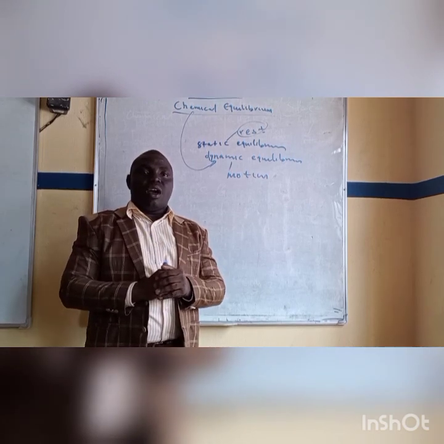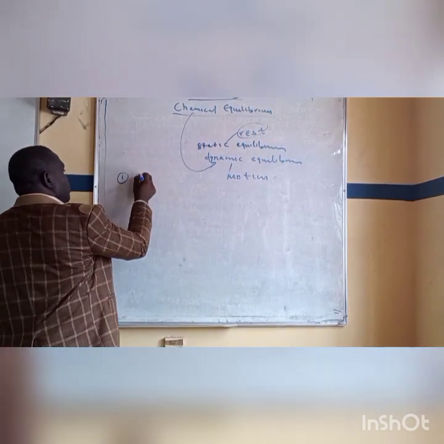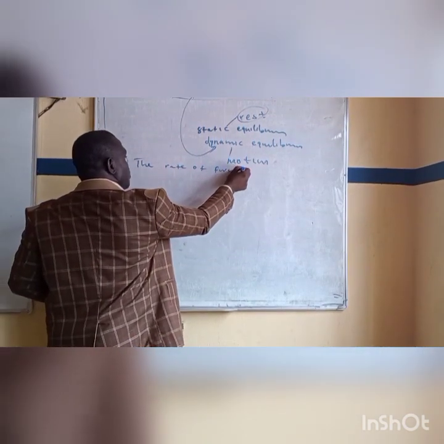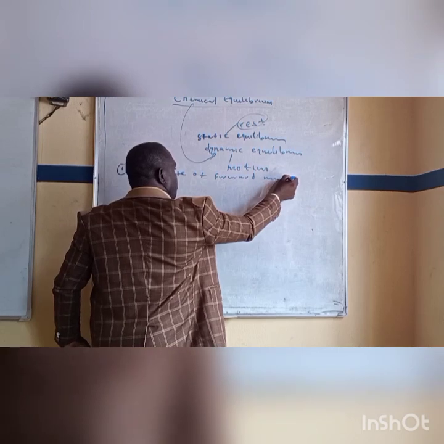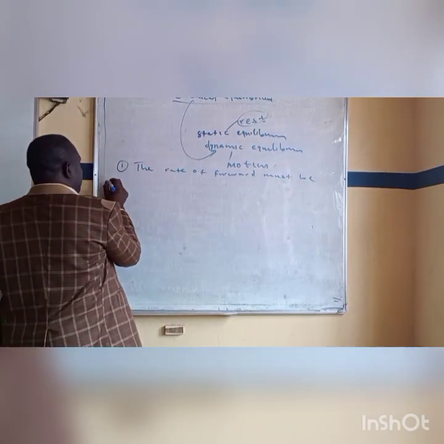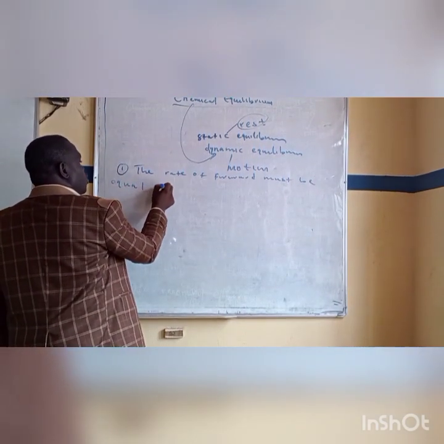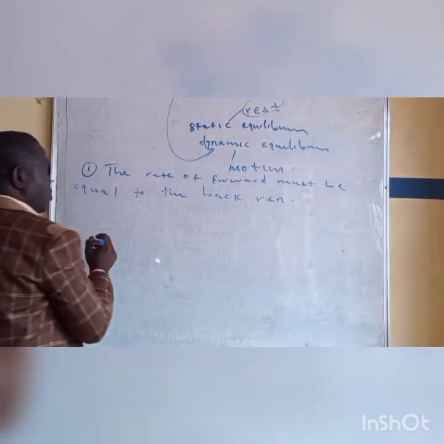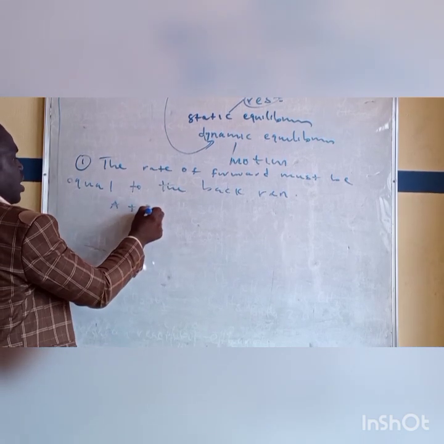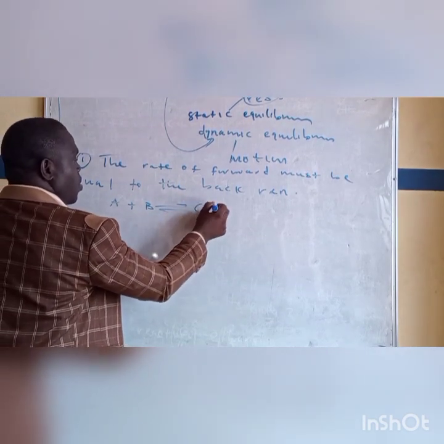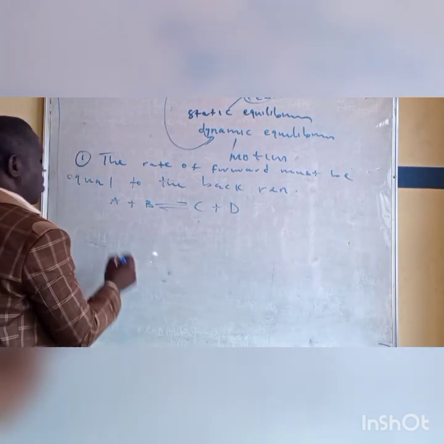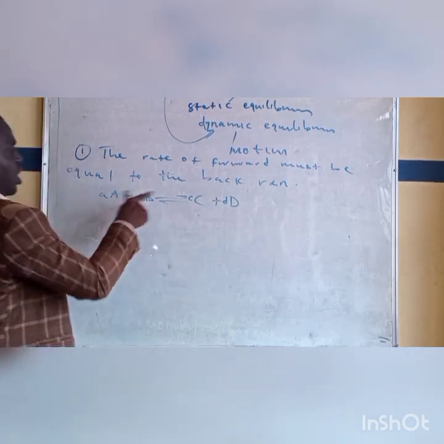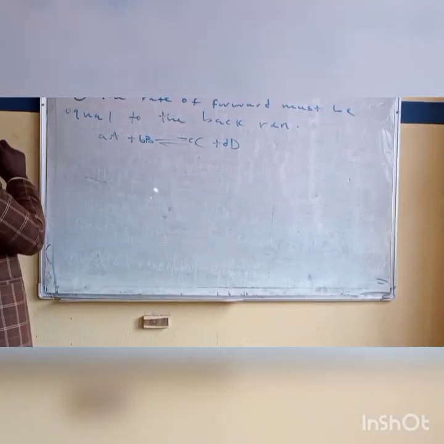Number one, the rate of forward reaction must be equal to the rate of backward reaction. So you have something like this, with C and D. The rate of forward reaction must be equal to the backward reaction.